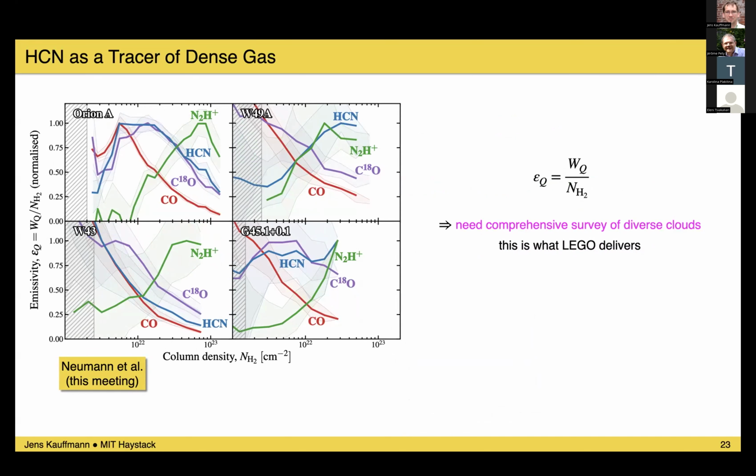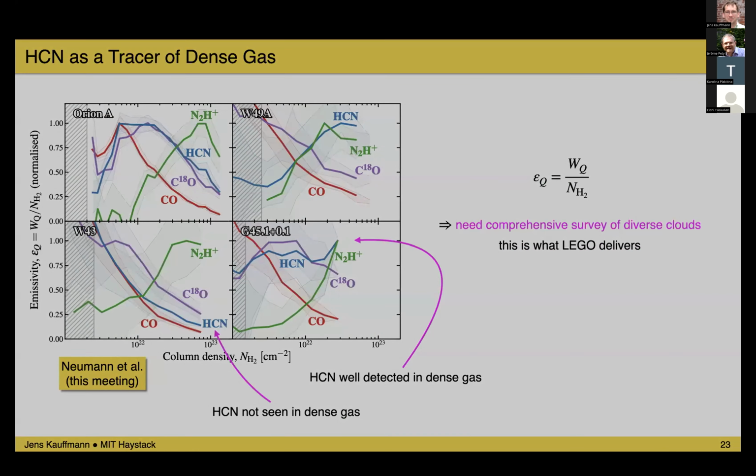Yes, I'm wrapping up. So this is just another way to look at this. Lucas is going to talk about this later today. And again, there are some clouds where HCN is tracing dense gas and others where it's not.